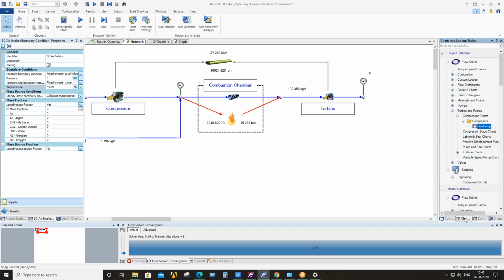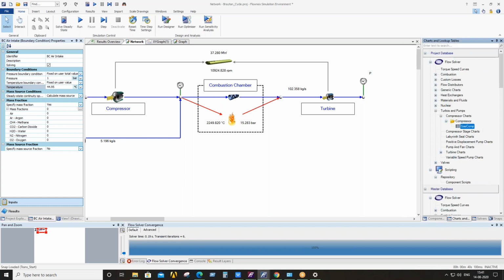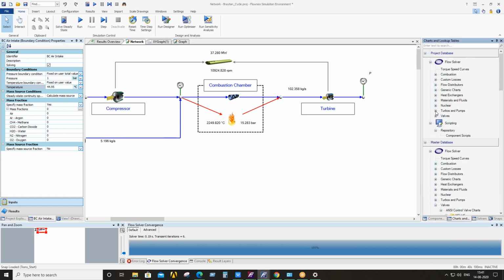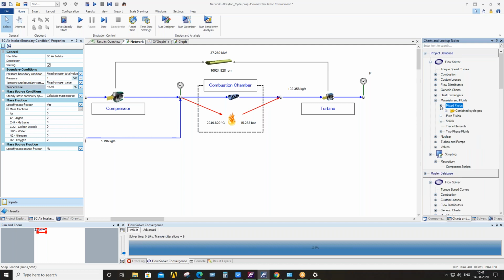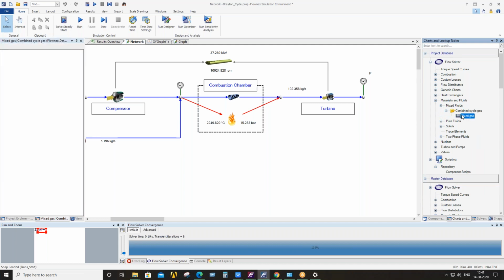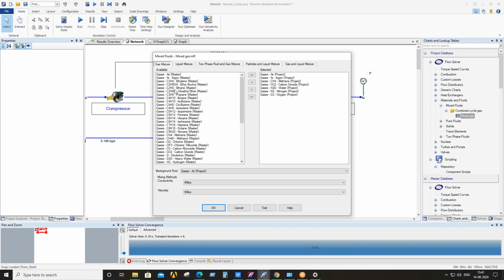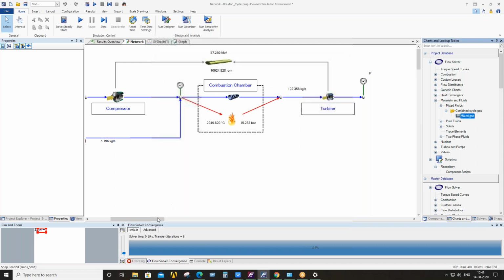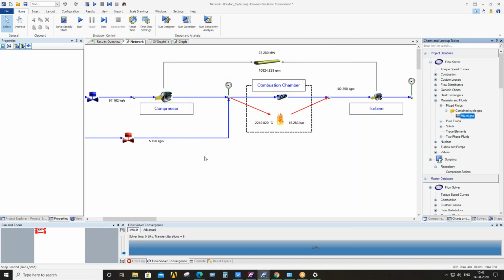You can see my screen now. Here there is an option called the mixed fluid option. Suppose I click on this, you can see a lot of fluids coming: air, isobutane, propane. Anything you want to mix, you can add in this pane, and according to that, the mixed fluid will continue to work.